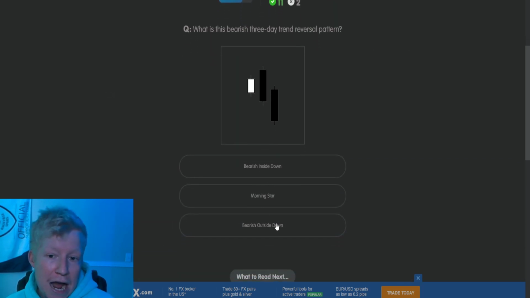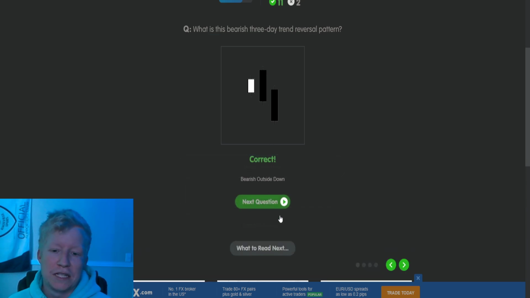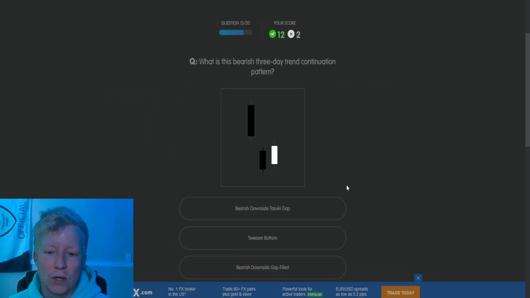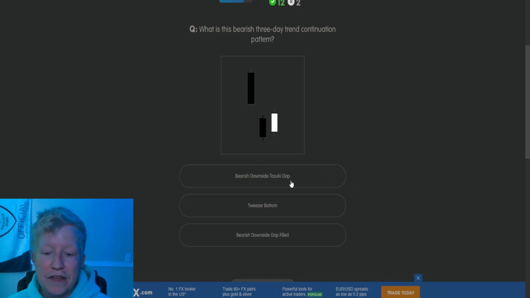What is this bearish 3-day trend reversal pattern? This is a bearish outside down for the same reasons as before, except the second candle is outside of the first candle. I don't use this one. I don't know this strategy. I wouldn't play this strategy. I wouldn't consider it my 3-bar play if it was outside of the previous candle. Like, this is a bearish engulfing candle, right? That's what this is. We've been talking about that. I wouldn't necessarily look to play this, but once again, through process of elimination, I'm learning what this quiz is calling them. Okay, this has got to be that Tsuki gap, right?